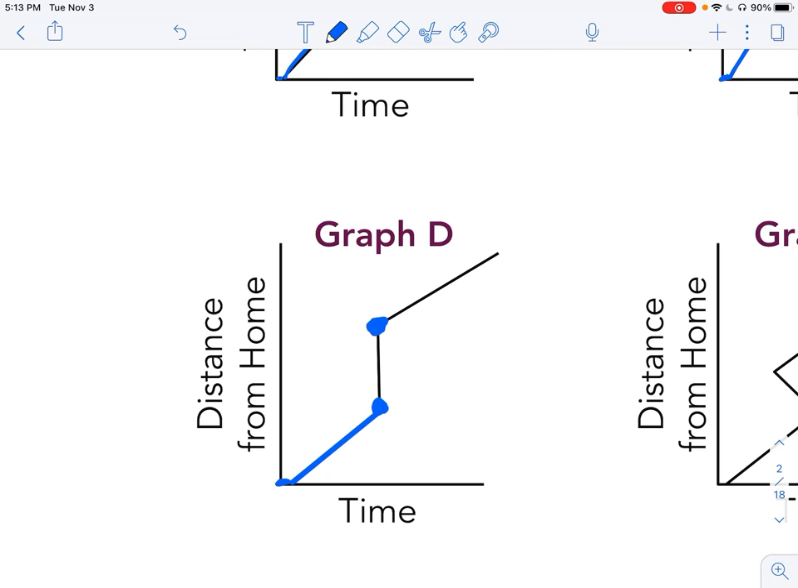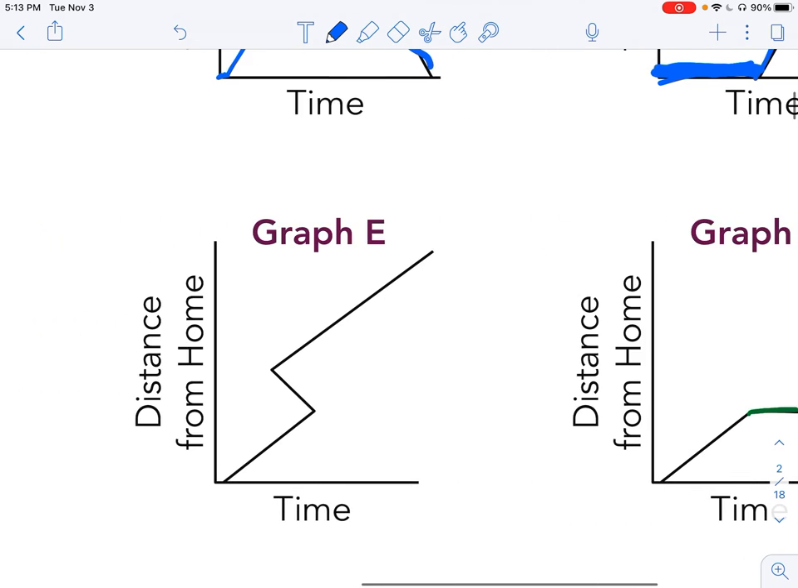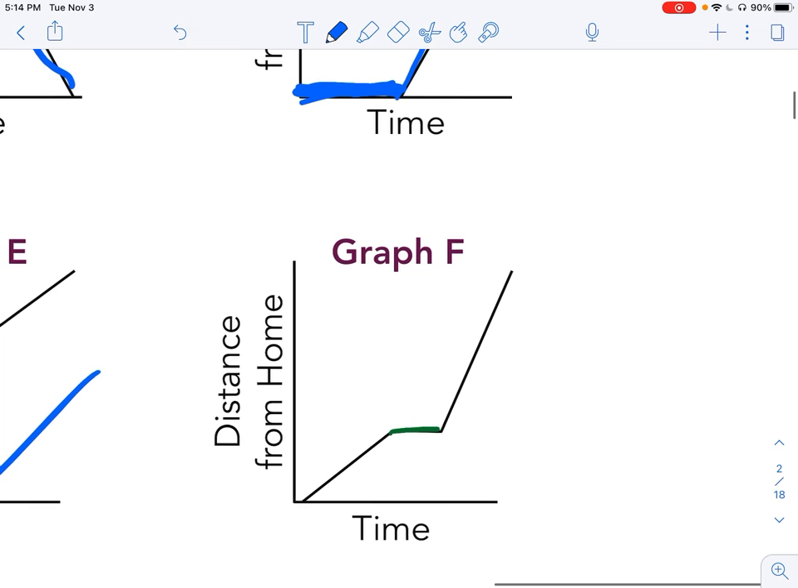Can we ever be in two spots at the exact same time? Some distance from home, okay? This would never happen, okay? So this would not happen. That's not going to be. So this one, she waited a little bit and then she left for Grandma's house. And then somehow she went back in time. I don't think we can go back in time. So that is going to be no.